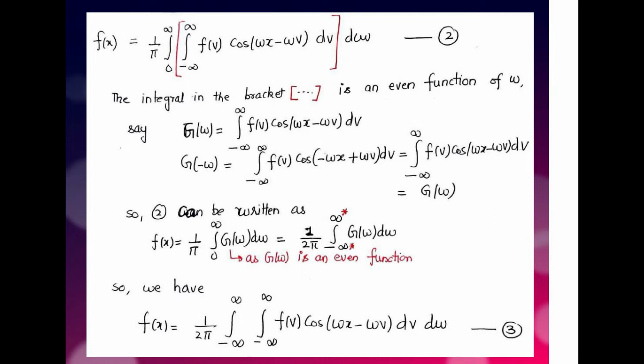So we are just rewriting this integral and changing the limits of integration from minus infinity to plus infinity, and we have finally this expression. I have to divide this by 2, so it is 1 upon 2 pi, integral from minus infinity to plus infinity of g of w dw. So finally equation 2 can be rewritten as equation number 3. f of x is 1 upon 2 pi, and the limits of integration for both the integrals are now minus infinity to plus infinity.